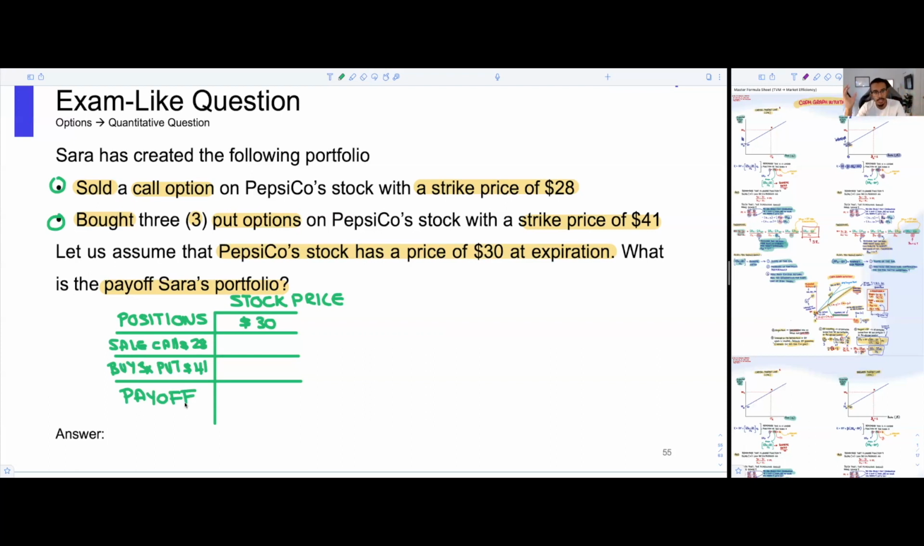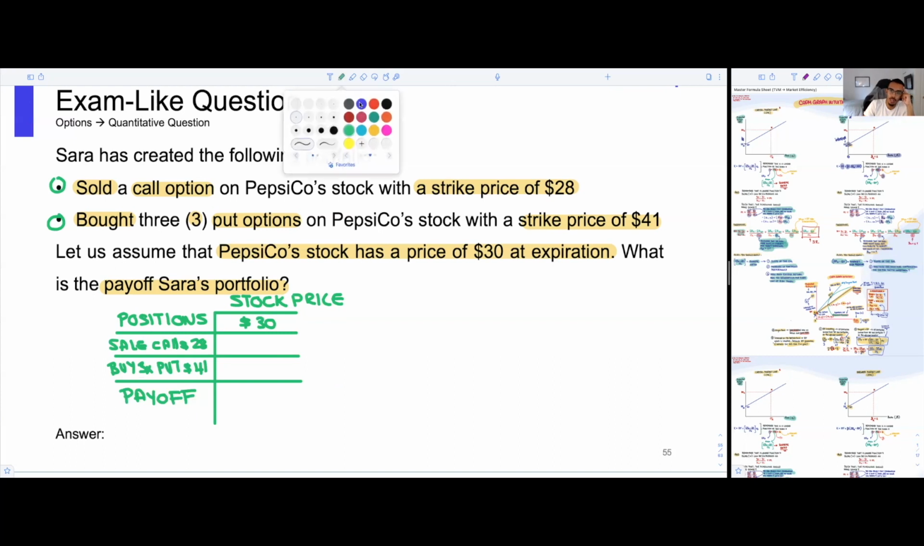In this question, you don't even need to draw a payoff diagram, because we're only going to look at one instance, which is the price at expiration. You don't need to look at any other instances because they're telling you that's the price you're going to deal with. That's when you're going to execute. So we want to know what your payoff will be when you execute.